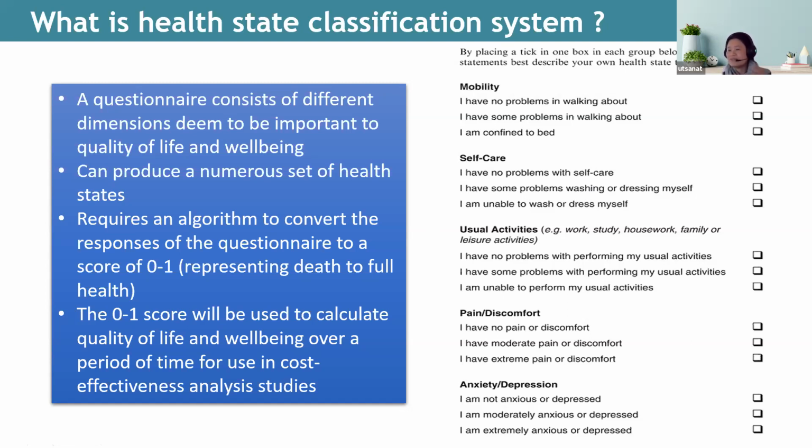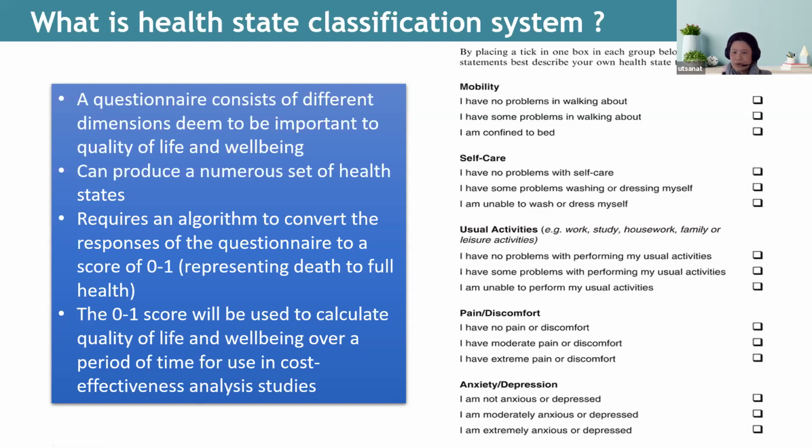This can be further used to calculate quality adjusted life years, which is a common outcome measure for cost effectiveness studies. In order to get the score of 0 to 1, there is another component, which is the algorithm, the mathematical formula that converts all the answers of the questionnaire into numbers.